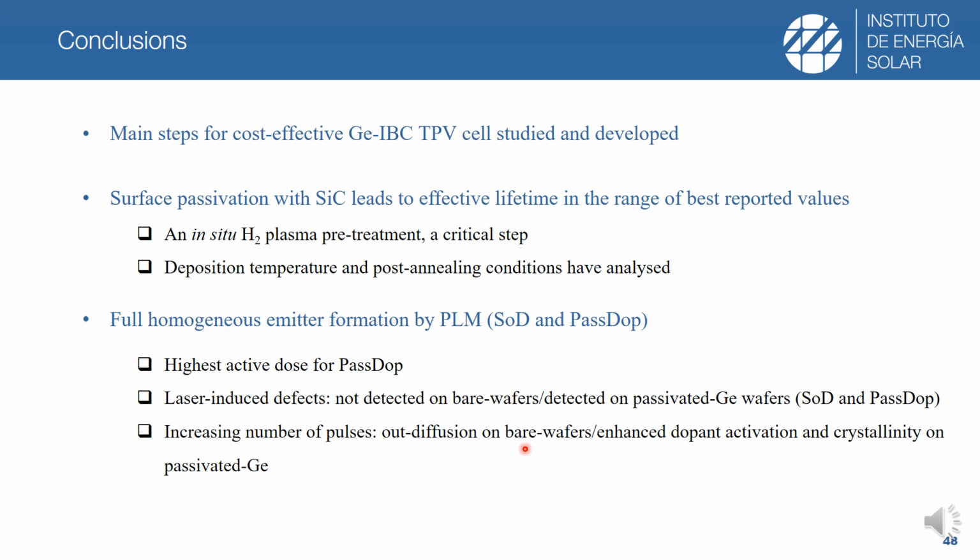Laser-induced effects were effectively prevented on bare germanium, but they were detected on passivated germanium, either by spin-on dopant or PassDop technologies. Nonetheless, enhanced dopant activation and crystallinity could be obtained in passivated germanium by increasing the number of pulses, and on the contrary, in the case of bare germanium, increasing the number of pulses causes out-diffusion.